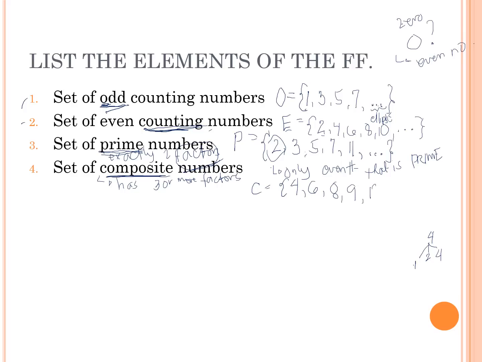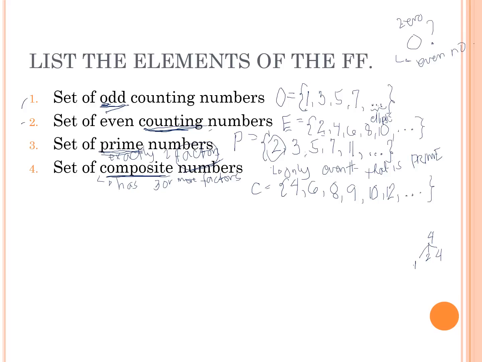What's next? Let's erase that. Before 12, we can write 10, followed by 12, and so on. So those are the composite numbers.